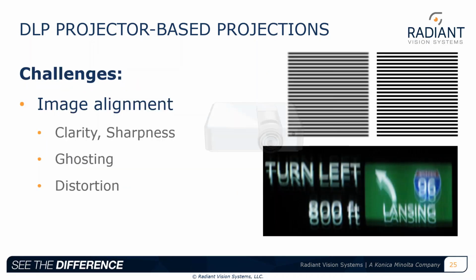That said, like all technologies, we'll talk about their limitations. The biggest limitation we see is basically misalignment of the DMD chipset to the array itself and projection platform. And this misalignment leads to the biggest abnormalities we might see with the technology, which is clarity and sharpness drop-offs, ghosting, and primary distortion.